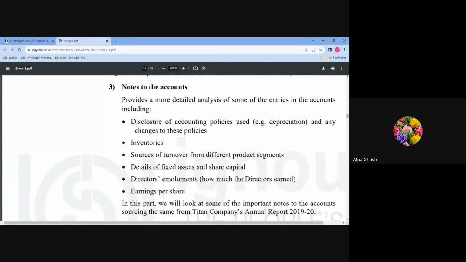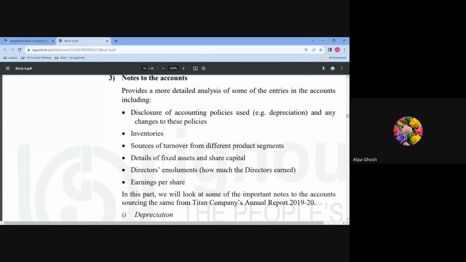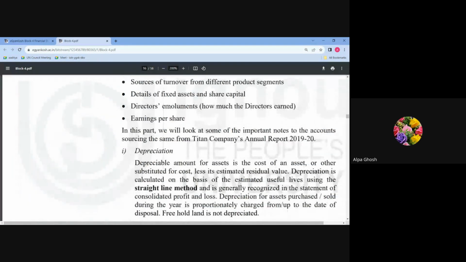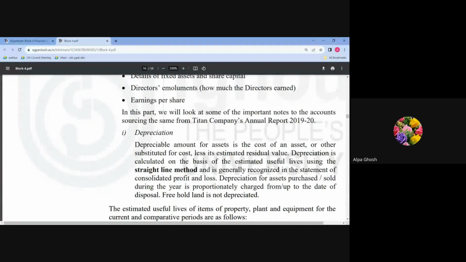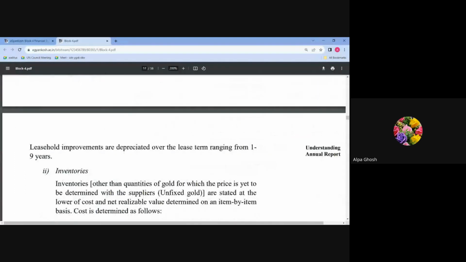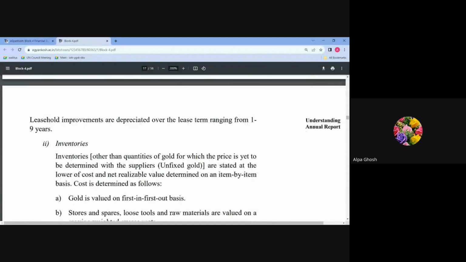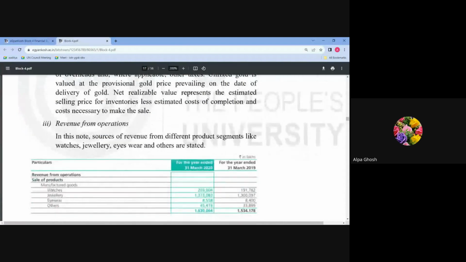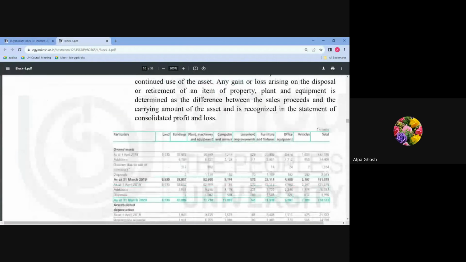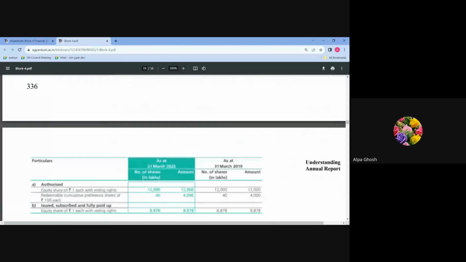Details of assets and share capital. What is the combination of assets? Who are the providers of finance to the company? What is the director's earning? And what is earning per share, EPS? All this information is included in the notes.